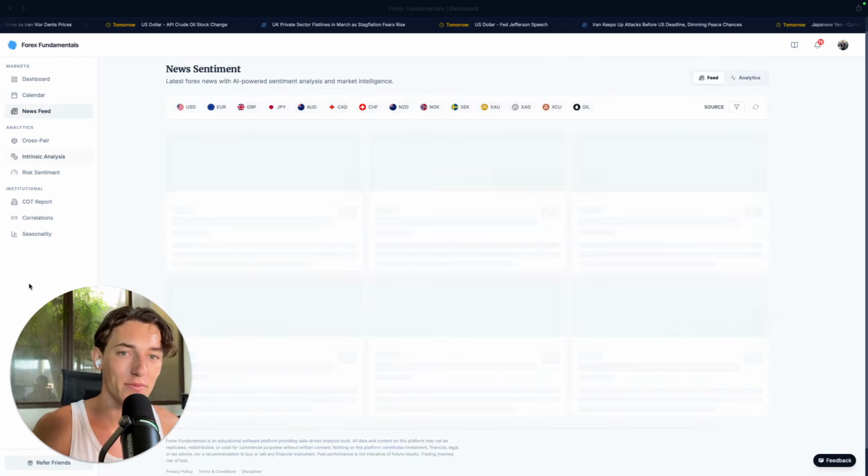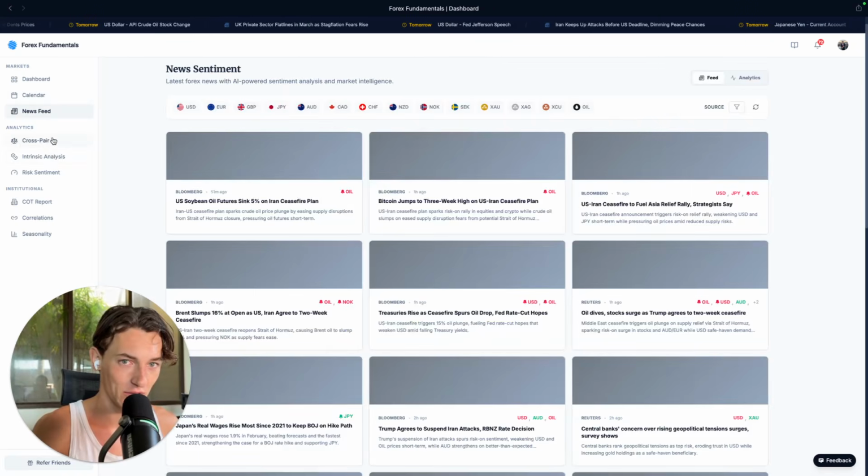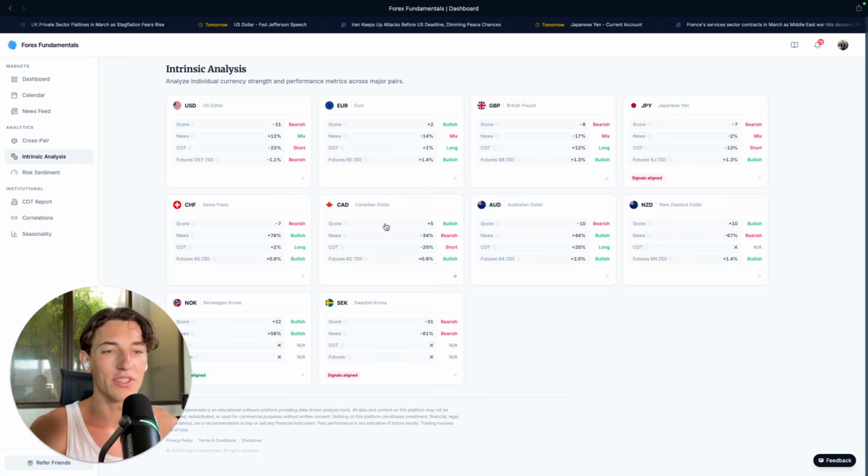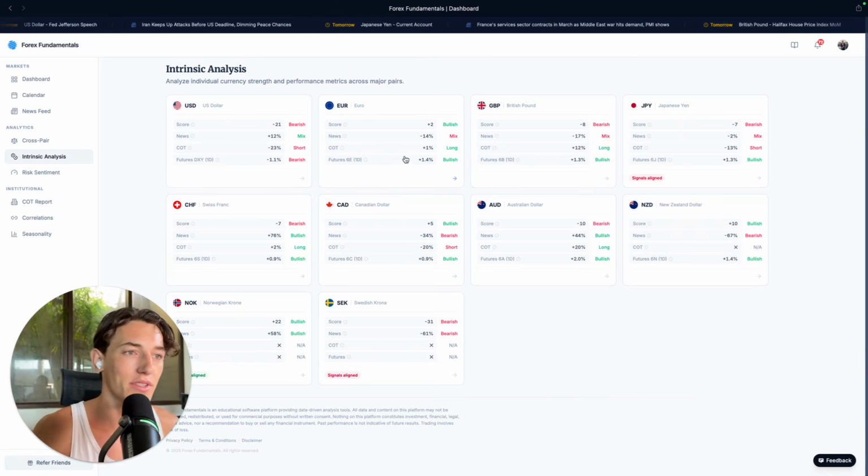And yeah, for the rest, we added a very big feature in the intrinsic analysis. So normally you would just see the scores, but now you can actually see why a currency itself is bullish or bearish, right? Based on the score, based on the news, and based on the COT data. So you can also, in one overview, compare it to the other currencies.